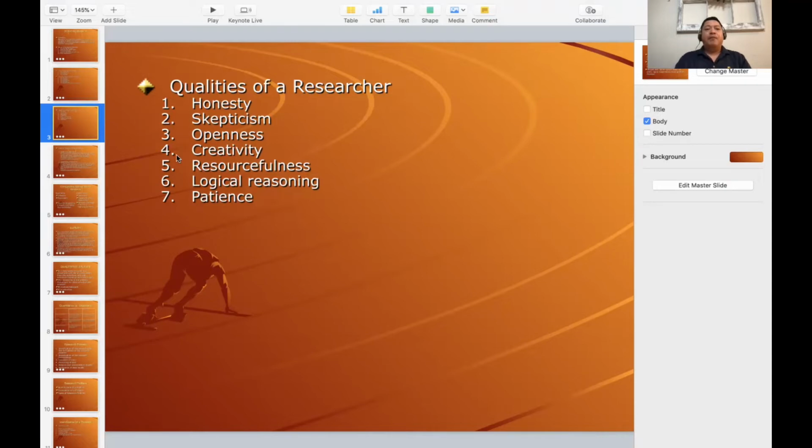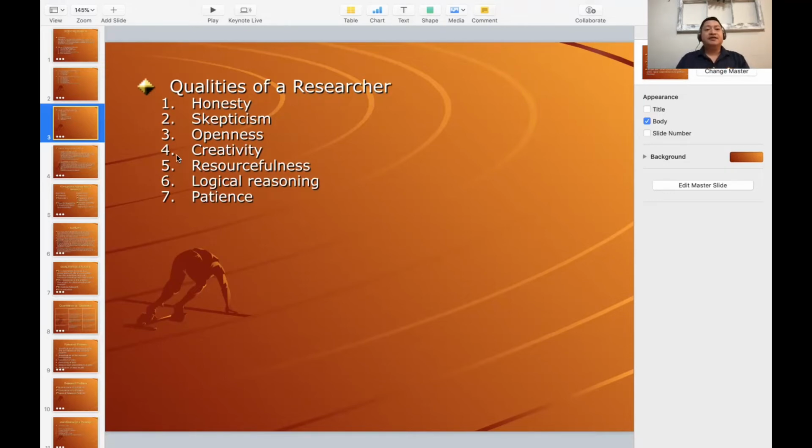Number 3, openness. You must be open to new information and facts. You must not be censoring information as a researcher. A researcher is like a journalist. What he sees, what he hears, he is just observing and reporting it as it develops.